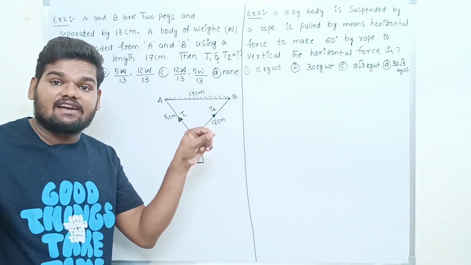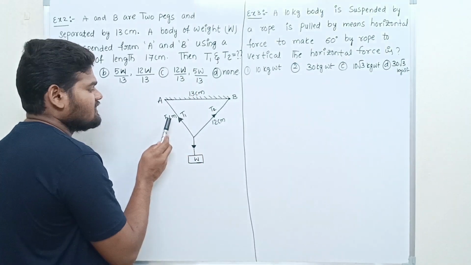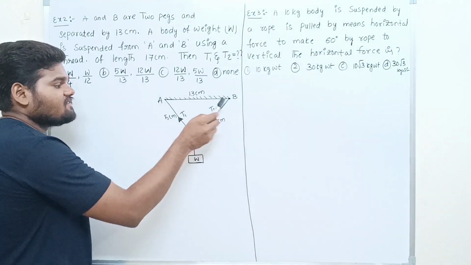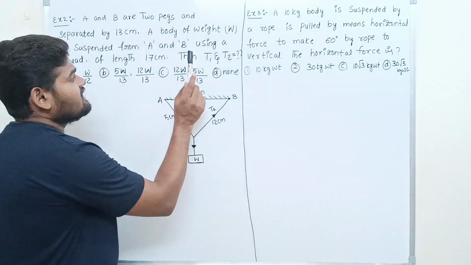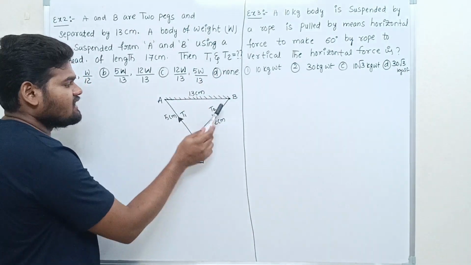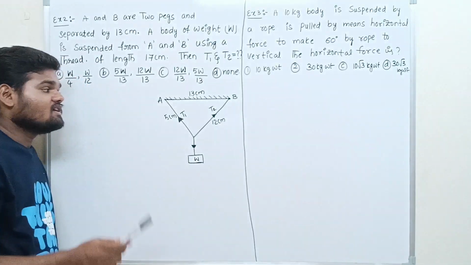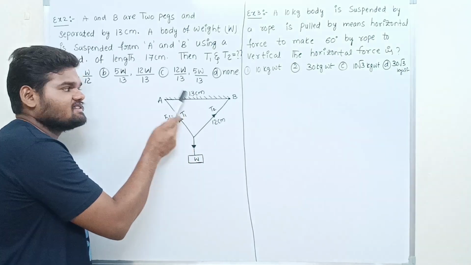What is the length of the thread? 17 centimeters. Have a look: 12 centimeters and 5 centimeters, 12 plus 5 is 17 centimeters. So the total length of this thread is 17 centimeters. Then find out T1 and T2. So we have to find the tensions T1 and T2. This is a triangle of 5 centimeters, 12 centimeters and 13 centimeters.